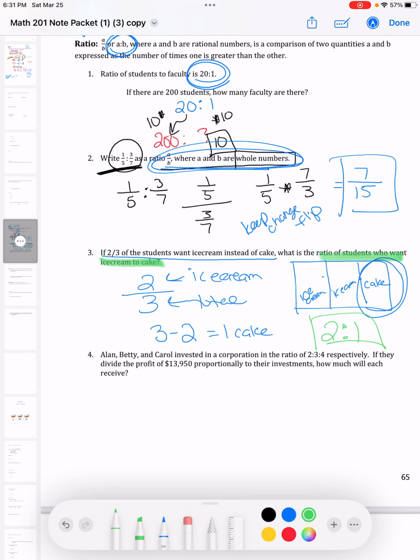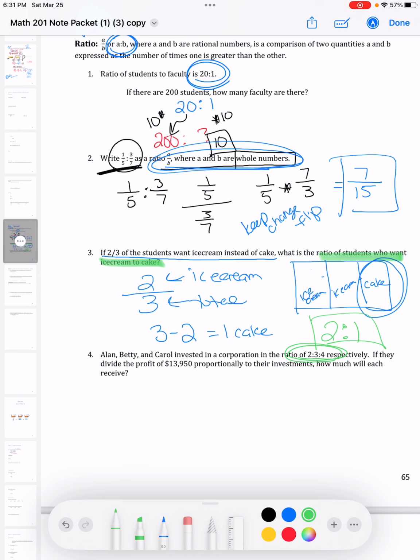For this next one, I'm given an actual ratio. So kind of a totally different problem here. I'm not given the total. I'm given this 2 to 3 to 4. The thing about ratios is I can keep going and I can have as many parts as I want to. In this case, I have 3 parts. They represent Alan, Betty, and Carol. So Alan represents 2, Betty 3, Carol 4.